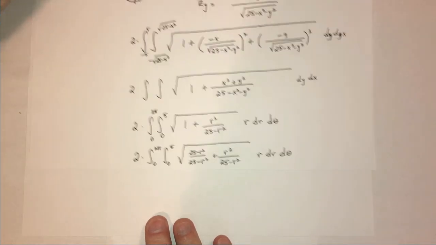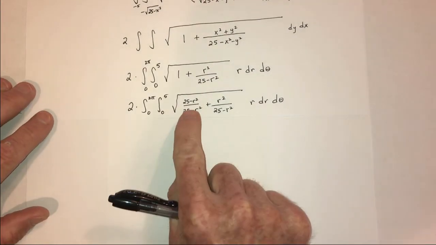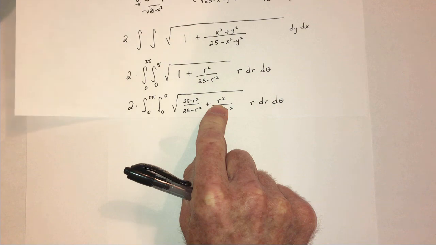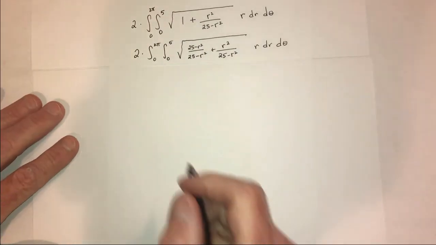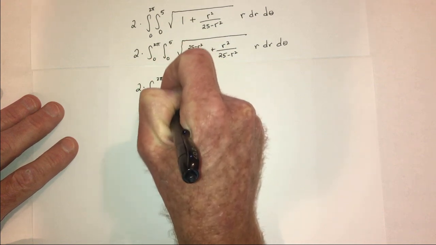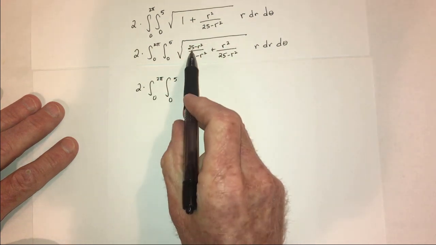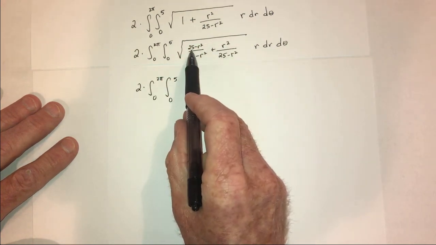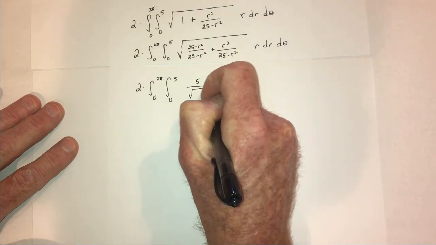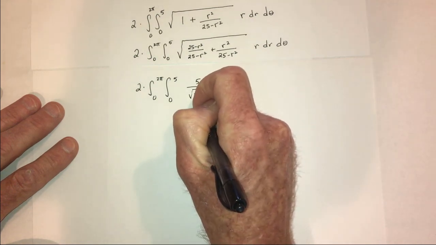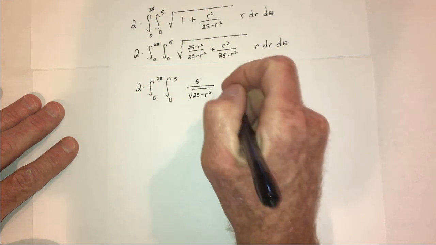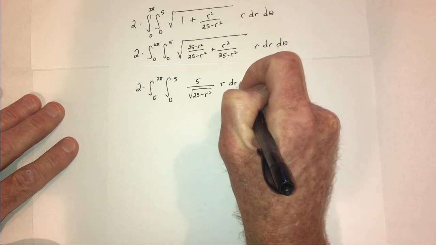And then that actually works out pretty nice, because when you add these fractions together, those little r squares, that one's negative and that one's positive, so they're going to cancel each other out. So then it would be the 2 integral 0 to 2 pi. And then when they cancel each other out, it's just going to leave a 25. And the square root of 25 is 5. And then the denominator would still have the square root of 25 minus r squared. And then there's the r dr d theta.